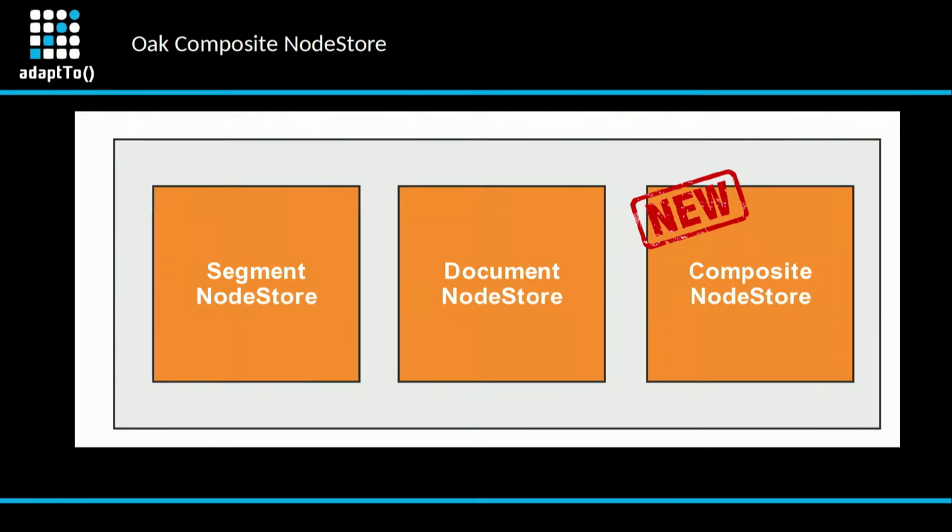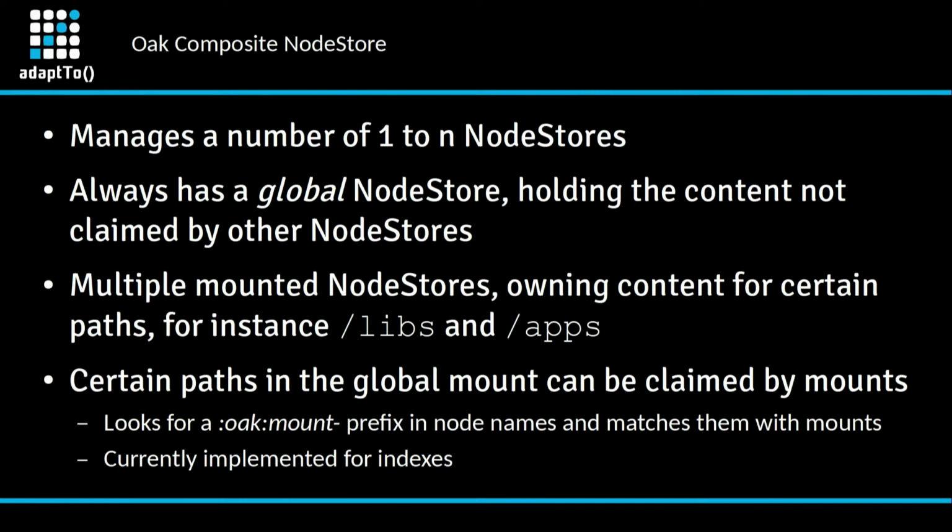It's not a different persistence implementation, so under the hood, it delegates to either segment node store or document node store instances or other custom node store instances if you have the need for something like that. And the idea is that, OK, you take a number of stores. There's always a global one. So by default, everything goes to a certain global node store. And then you can take out chunks and say libs goes someplace else. Or you can even say /etc/design something goes to something else.